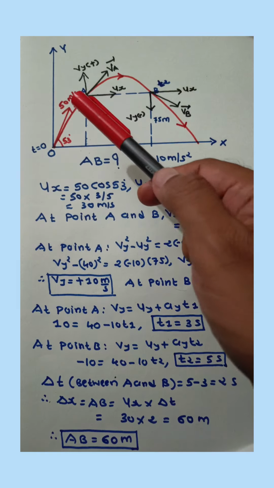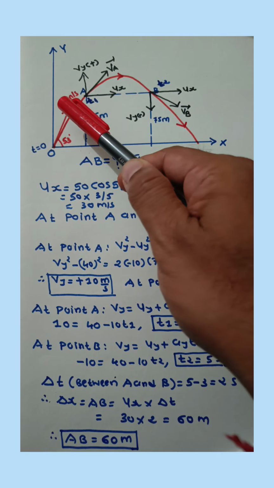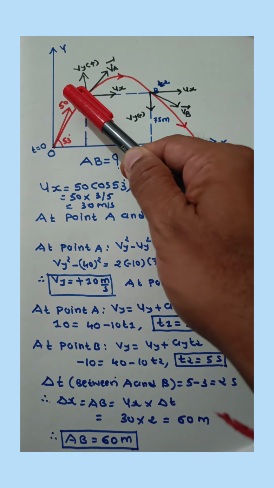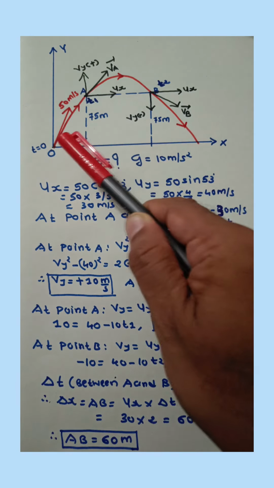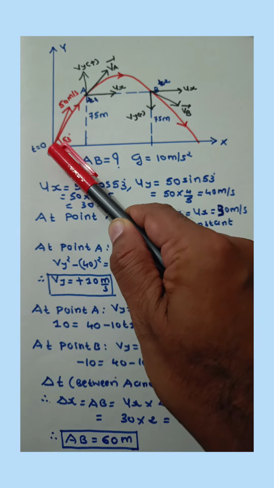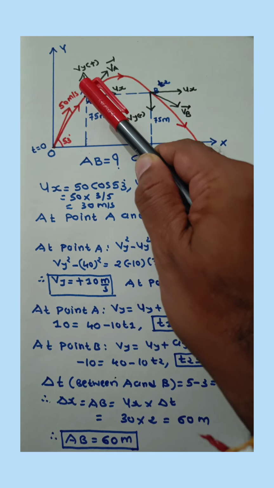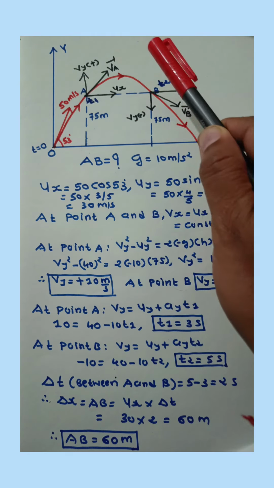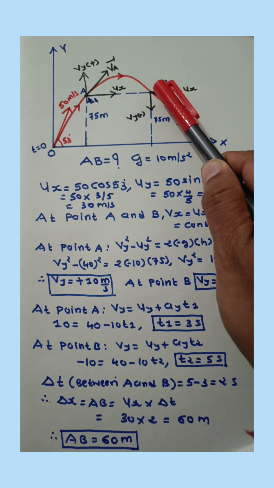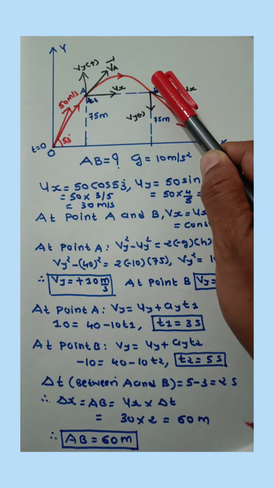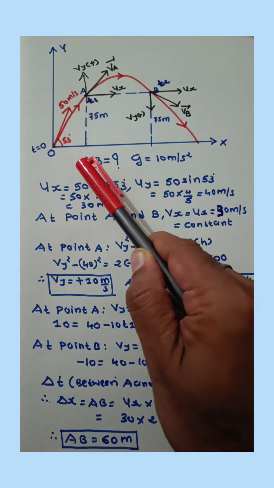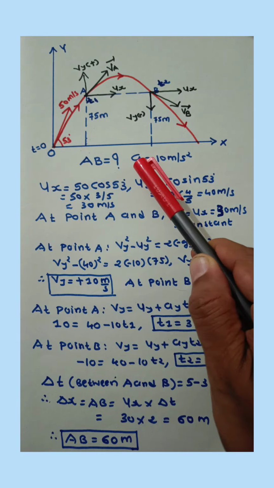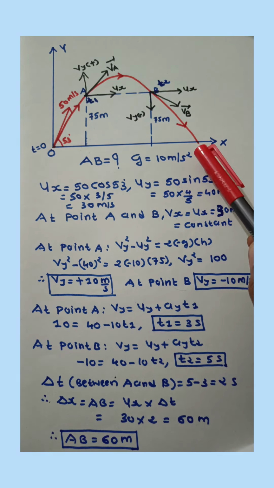As shown in the diagram, a projectile is thrown with an initial velocity of 50 meters per second at an angle of 53 degrees with the horizontal at time t equals 0 from the origin. At time t1, the projectile is at point A, and at time t2, the projectile is at point B. Here A and B are at a height of 75 meters from the ground. Find the distance between points A and B. Take g as 10 meters per second squared.